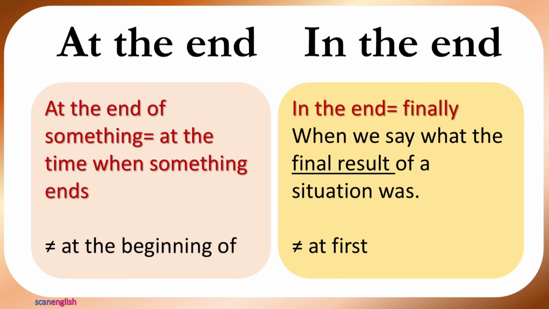At the end and in the end. At the end of something means at the time when something ends. The opposite is at the beginning of. In the end means finally, when we say what the final result of a situation was. The opposite is at first.